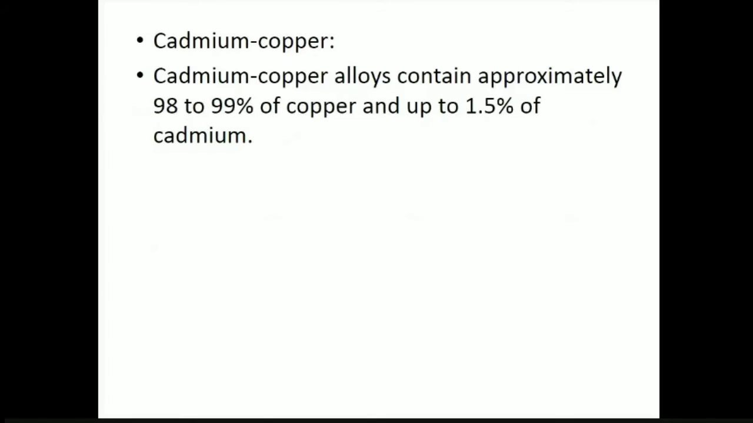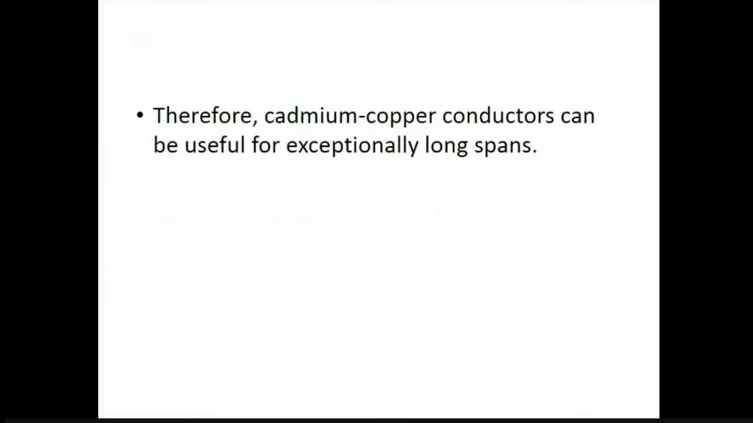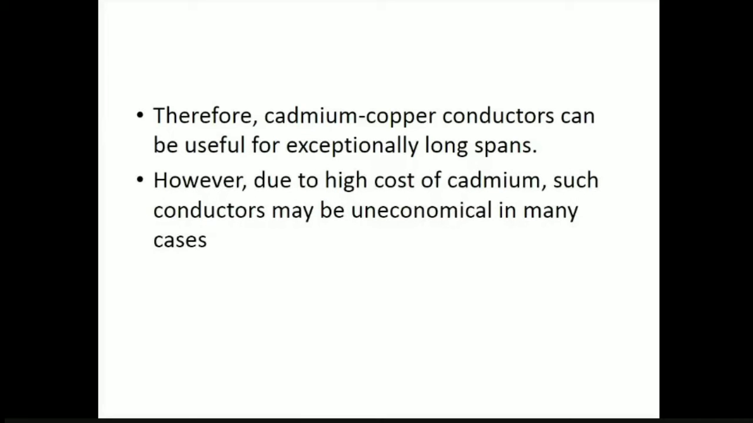Then, cadmium copper alloy. They contain approximately 98 to 99% of copper and up to 1.5% of cadmium. Addition of about 1% of cadmium to copper increases the tensile strength by up to 50% and the conductivity is reduced only by about 15%. Therefore, cadmium copper conductors can be useful for exceptionally long spans. However, due to the high cost of cadmium, such conductors may be uneconomical in many cases.